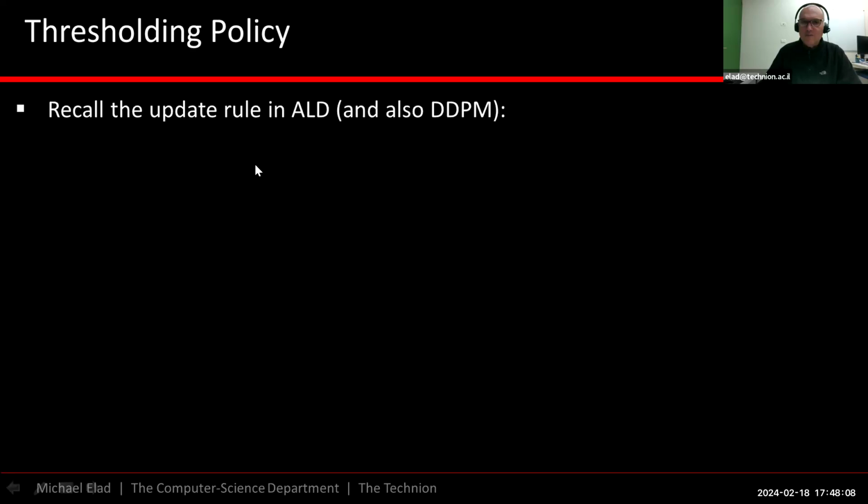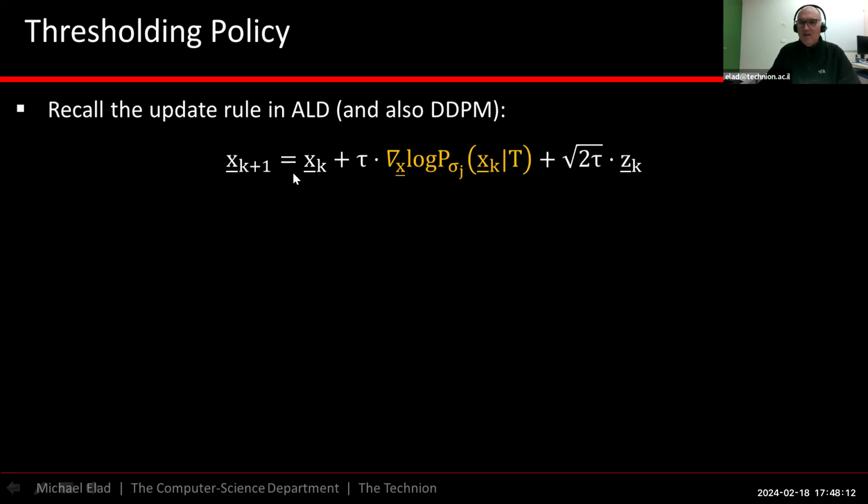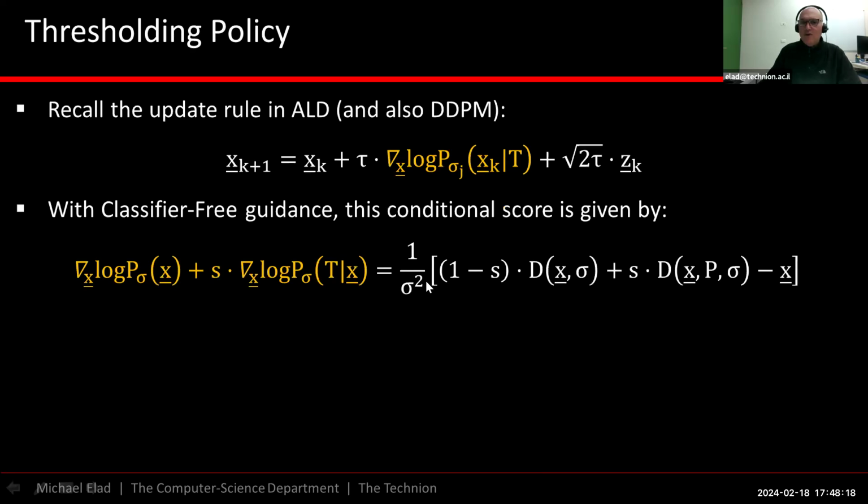Thresholding policy. Here is something that nobody speaks about. You run the ALD or the DDPM, doesn't matter. And this is the algorithm. These are the steps. And you replace this yellowish part, the conditional score, with this horrible looking expression that is the classifier-free guidance. Remember, we have two denoisers, conditional one and regular one.